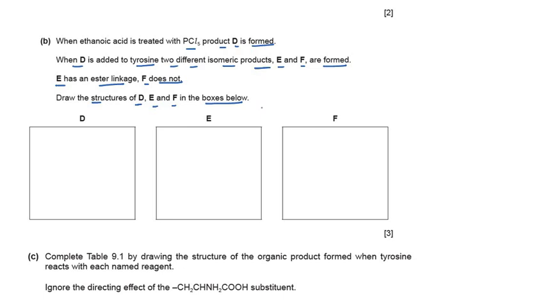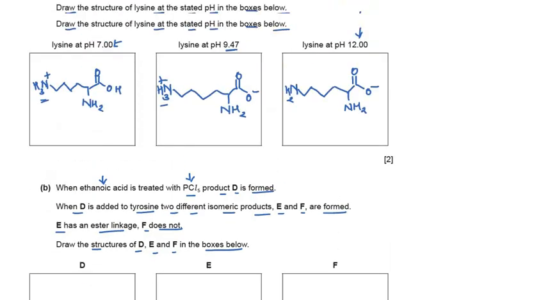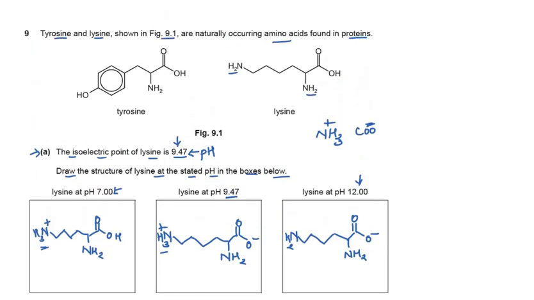So we will have a look at the tyrosine structure again, but first the structure of D. D is produced by reacting ethanoic acid with PCl5, and that's going to produce ethanoyl chloride. If you want to draw the structure of ethanoyl chloride, it's as simple as this. So D is CH3COCl, ethanoyl chloride. Now let's have a look at the tyrosine structure once again, where we have one benzene ring bonded to the OH group.